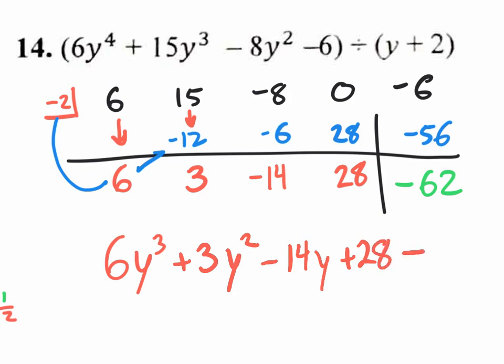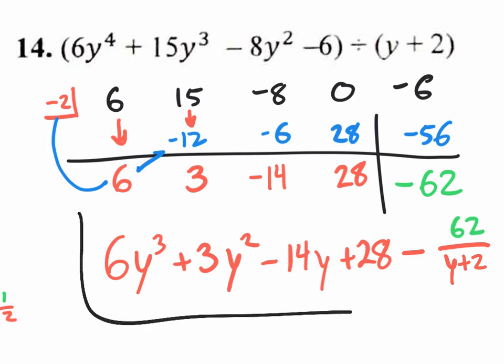minus. Now notice I put the minus first, and the 62, I'm just going to write it up there. I'm not going to put a negative 62. This negative sign, I want to put it out here as a minus, and it's going to be over the original divisor, which is y plus 2.